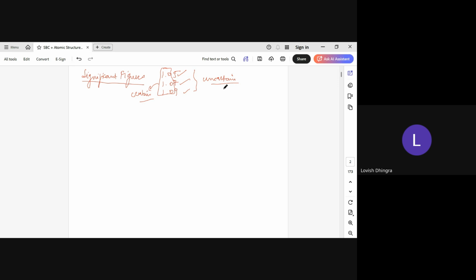Clear? And how do you measure this uncertainty? It is measured with the help of significant figures. So what is a significant figure? When you measure anything, the number of figures that are known with certainty, plus one uncertain value. And that uncertain value begins with the first non-zero digit. So for example, I have 1.75. When you measure significant figures, there are some rules which you have to follow.